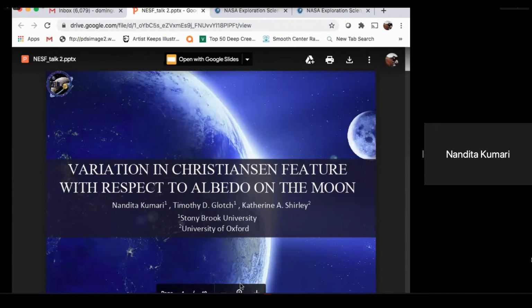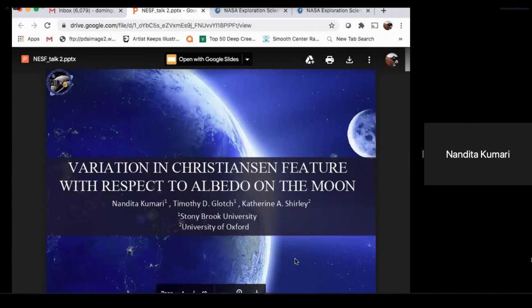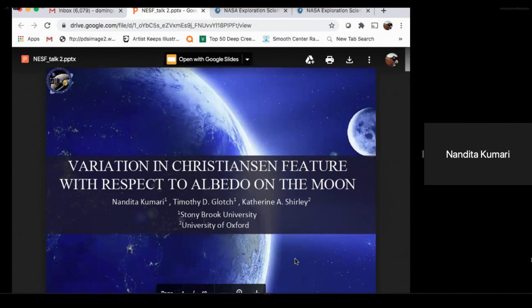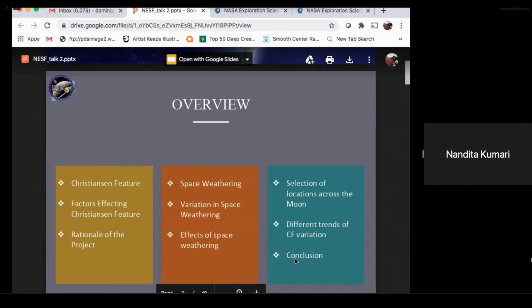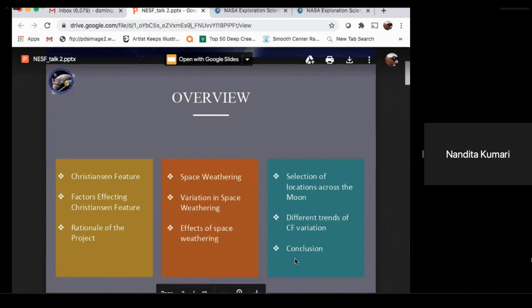Cool. I think I'll just start. So hi, I'm a grad student at Stony Brook University, so not a doctor yet. I'm going to talk about variation in Christiansen feature with respect to albedo on the moon. This is the overview of the talk. I'm going to talk a bit about CF, the factors that we know affect CF, why I am doing this project, a bit about space weathering and variations in it, and then what I have done.